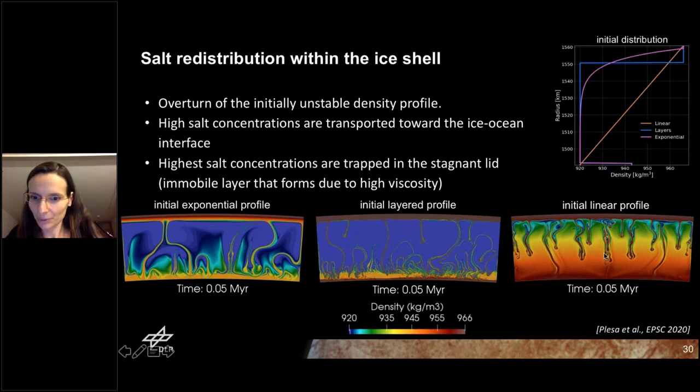Yes, so in principle, we could apply this kind of modeling to various rocky planets or icy satellites. What we are doing here, we're looking mostly at the large scale redistribution of material in the ice shells and in the silicates. And this can be applied to different objects in the solar system and beyond.